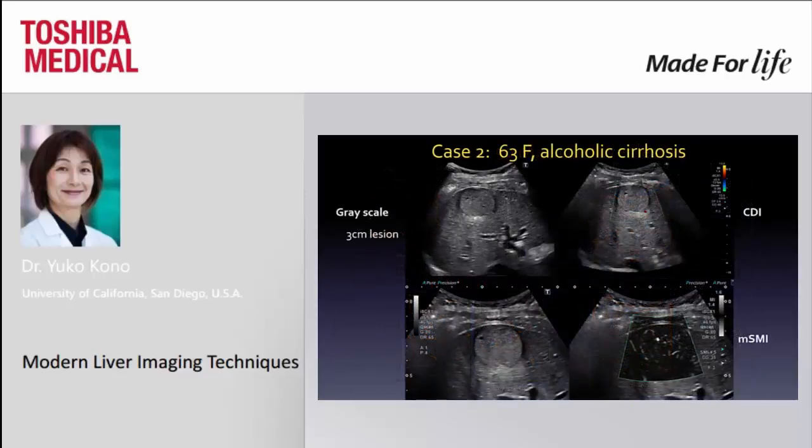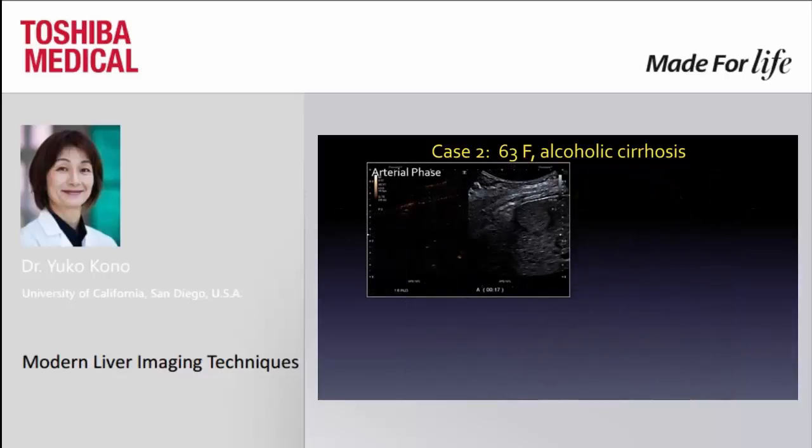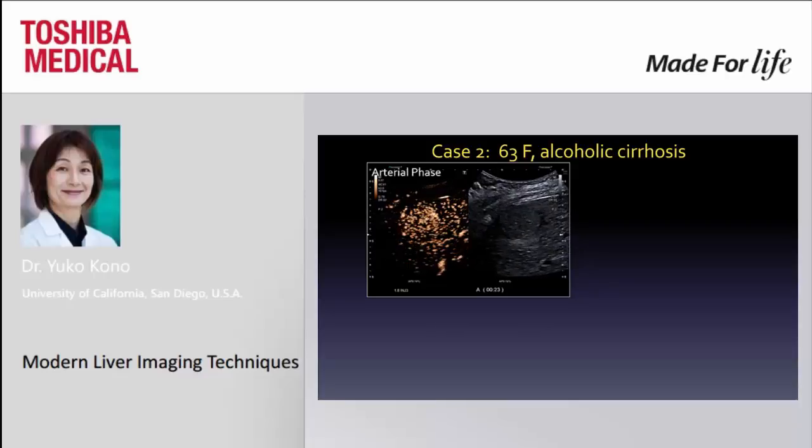So this is another patient. She's 63 years old, alcoholic cirrhosis, and there's a 3 centimeter lesion in the right lobe of the liver, isoechoic with a hypoechoic rim. It has vascularity. You can see with the color Doppler and SMI. What is this? We need to inject the contrast. So we did the injection, and you can see the beautiful feeding vessel and hyperenhancement in arterial phase, very homogeneous.